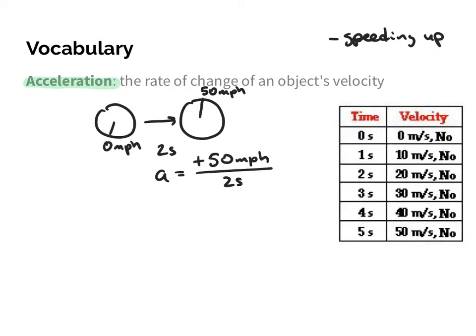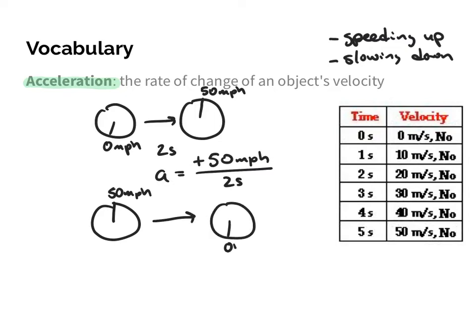Now, a lot of people think acceleration is just strictly speeding up. However, acceleration also means slowing down. We sometimes use the word deceleration. So if I were to take this in reverse, let's say I start at 50 miles per hour. Instead of hitting the gas, let's say I hit the brakes and I go down to 0 miles per hour. My acceleration, instead of being a positive 50, just simply means that I lose that speed. So a negative 50 miles per hour in 2 seconds.